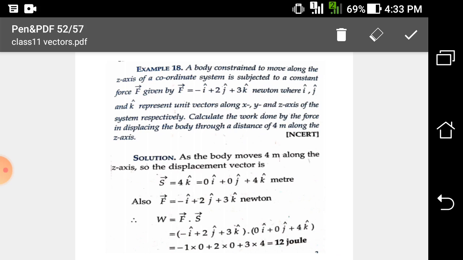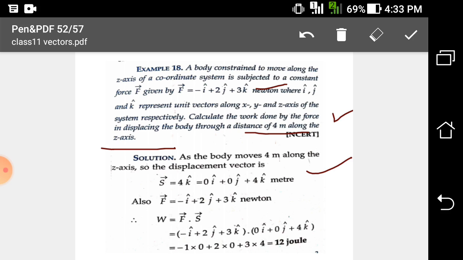Force is given to you by this, and displacement is also given, that is 4 meter, and you have to find the work done. Work done we have to find out. Here the angle is not given to you. Here S is given as 4 meter along the z axis.